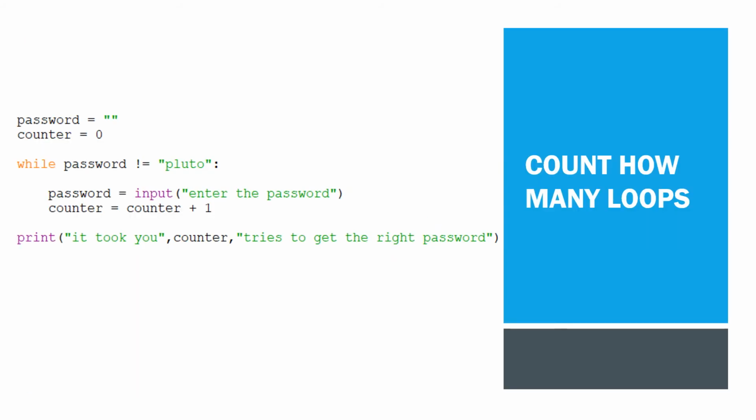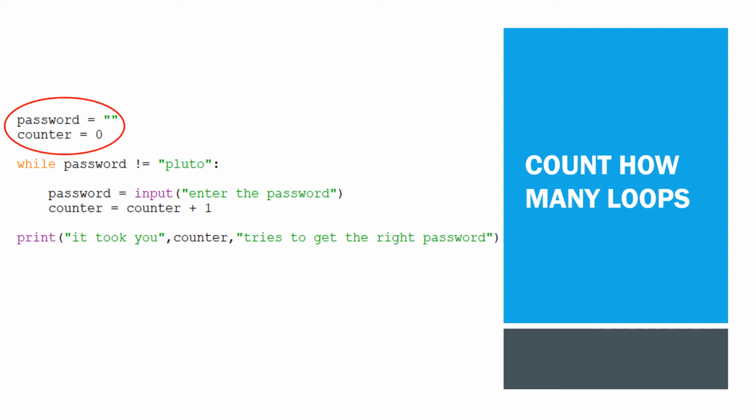Sometimes we want to count how many times the loop repeats. In this example, we can use a counter variable, just like we did with the counter-controlled loop. But remember, this time the counter doesn't control the loop, it just counts how many times the loop has repeated. So let's have a look at this example.